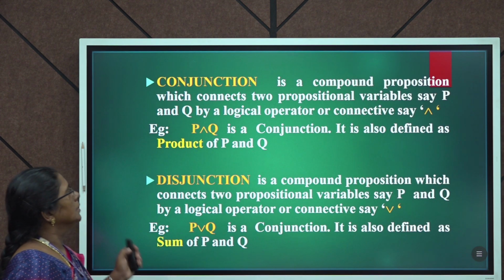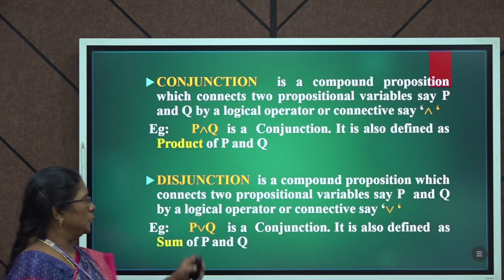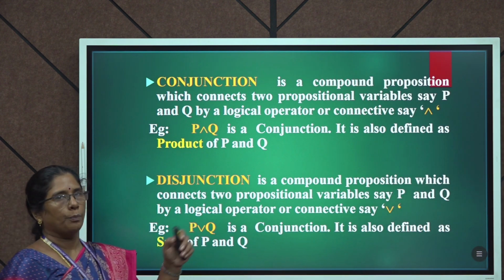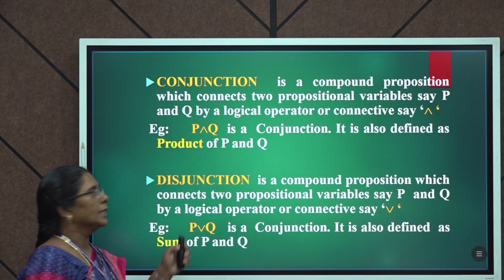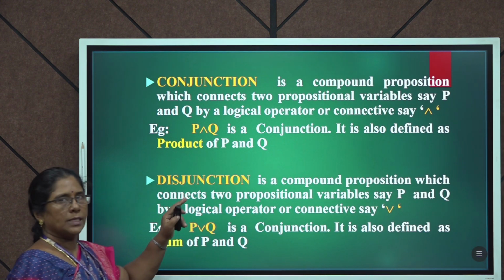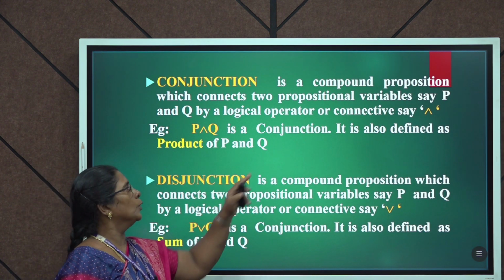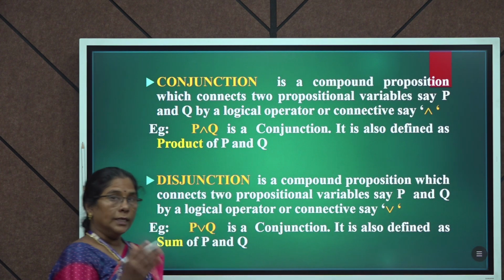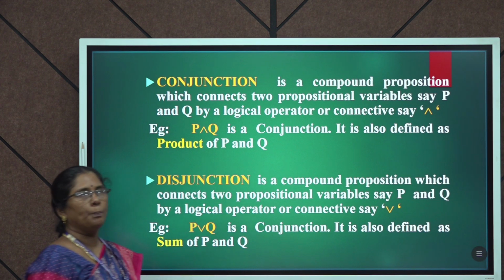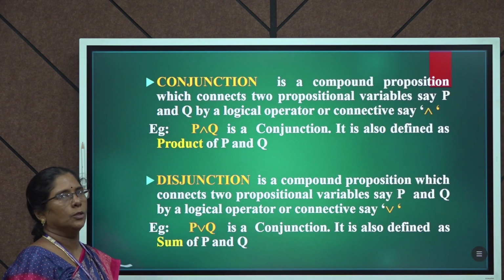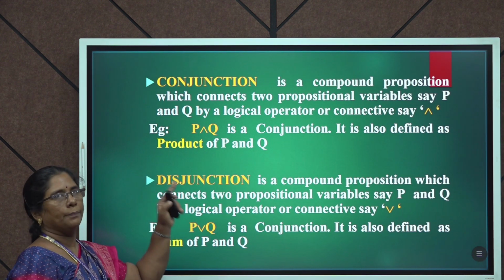Conjunction is a compound proposition which connects two propositional variables P and Q by the logical operator cap. The example of conjunction is P cap Q. It is also defined as the product; the cap stands for product also. So the product of P and Q is called conjunction. P cap Q is a conjunction.